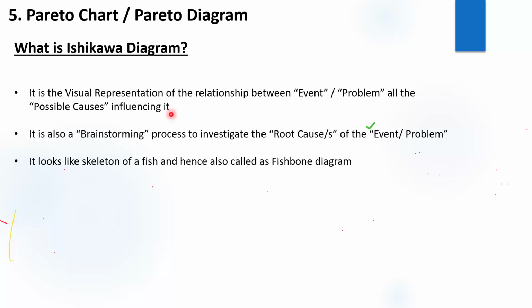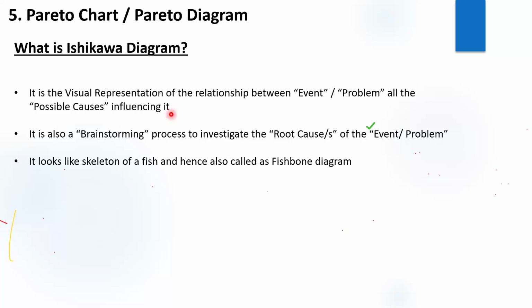So this diagram has three names. One name is Ishikawa diagram. Why Ishikawa? Because Karo Ishikawa developed this diagram and hence the name is Ishikawa. Second name of this diagram is fishbone diagram. Why fishbone? Because it looks like a skeleton of a fish and hence the name fishbone. And third name is cause and effect diagram. Why cause and effect diagram? Because it shows the relationship between causes and the effect or the causes and the problem. Effect is also called a problem. It shows the relationship between causes and the effect and hence the name is cause and effect.